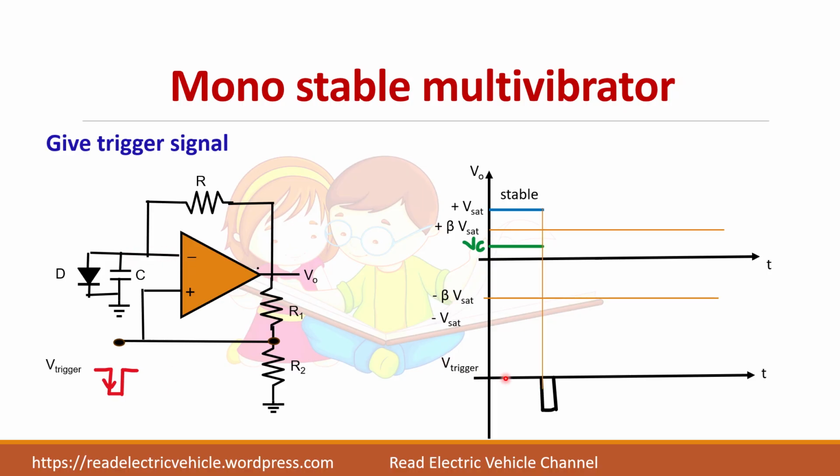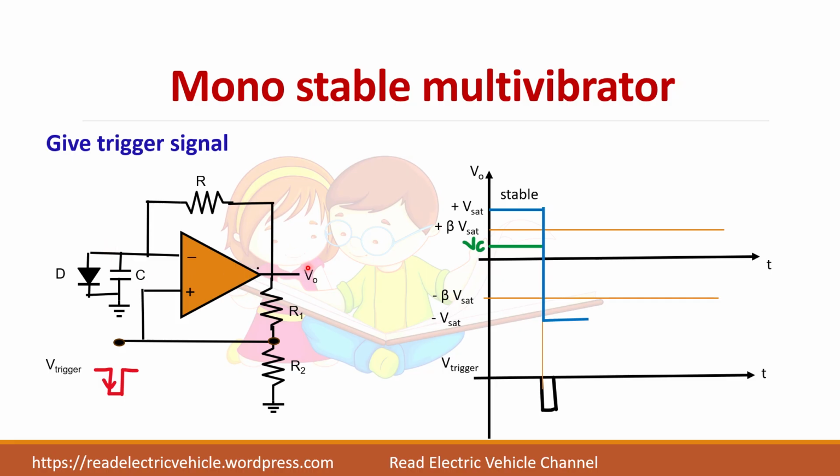So V trigger I am giving here. This pulse is given only for a shorter duration. Okay, this pulse width should be a very small one. Now once you give this negative pulse, this plus terminal will be more negative, which means that output goes to minus Vsat. So the output changes from plus Vsat to minus Vsat and it will be in minus Vsat.